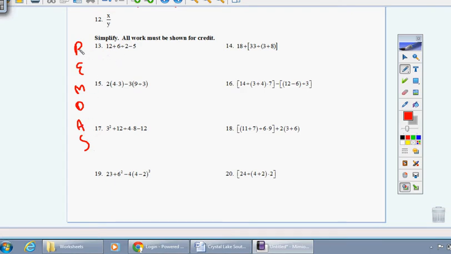Well, here we don't have any parentheses or exponents. So let's go to multiplication. Don't have any of that either. I do have division though. 6 divided by 2 is going to give me 3. So I have 12 plus 3 minus 5. And now I work left to right. So 12 plus 3 is 15. 15 minus 5 is 10.